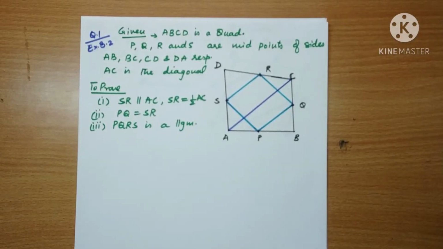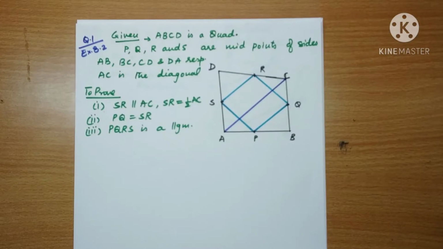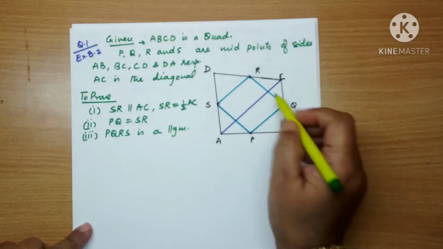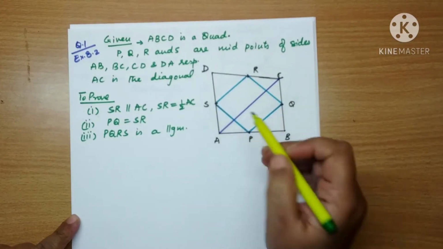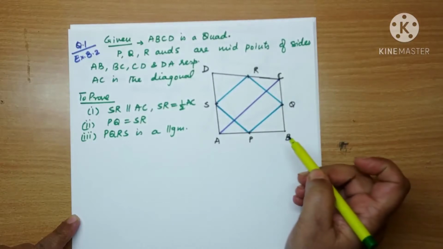Welcome students. In this video we will be doing exercise 8.2, chapter quadrilaterals. Now the first question of this exercise says that we have ABCD, a quadrilateral. P, Q, R, S are the midpoints of the sides AB, BC, CD and DA respectively.